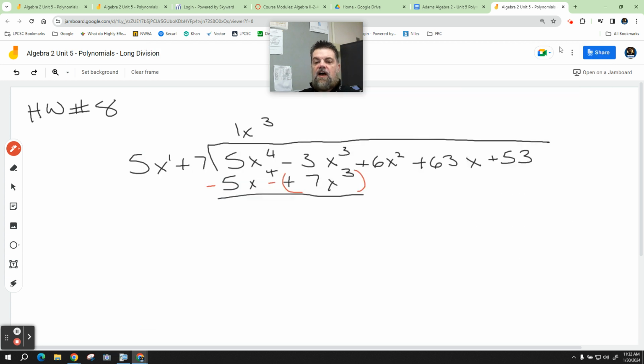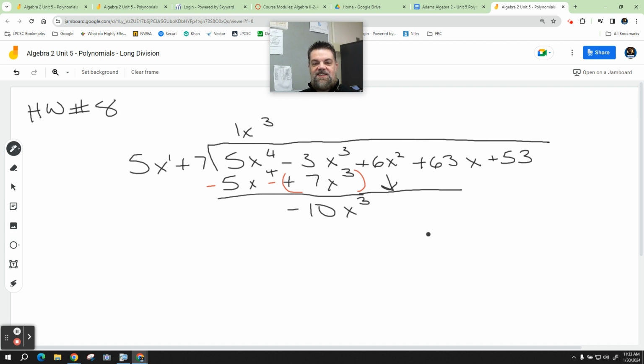Negative 10 what? X to the third. You too. Quick, get going. Pay attention. Negative 10 x to the third. There's nothing funny about polynomial long division.